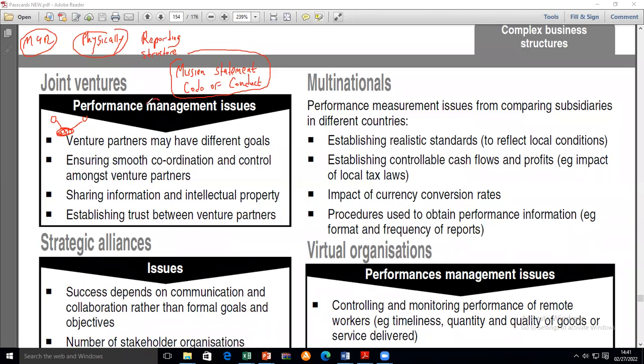So when it comes to performance management and we have a joint venture in front of us, what are the issues? The partners may have different goals. If we are from the same organization, we would have the same goal or same set of goals. But here we have a situation where the partners may have different goals. So when it comes to measuring and managing performance, what are we going to focus on? We've got the issue of ensuring that there's proper coordination. With people coming from the same organization, the reporting lines may naturally coordinate you. That's not the case here. And the issue of control may not be easy.